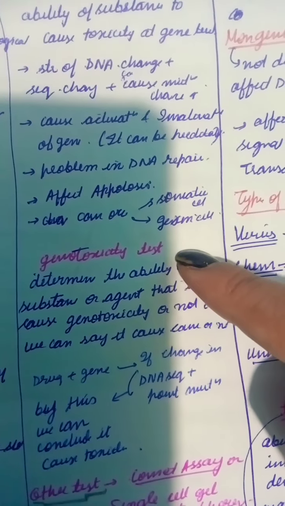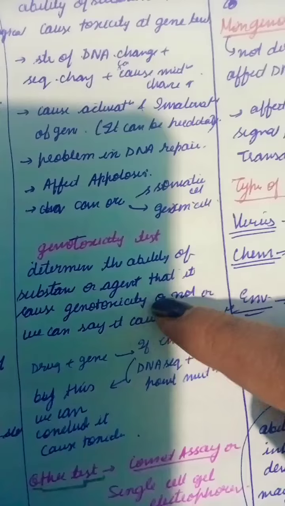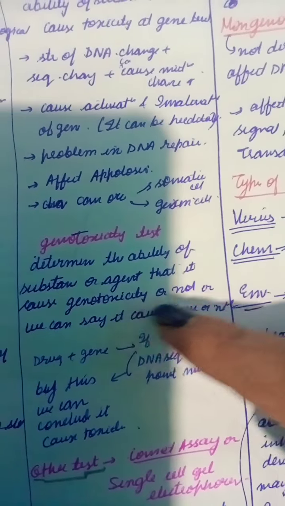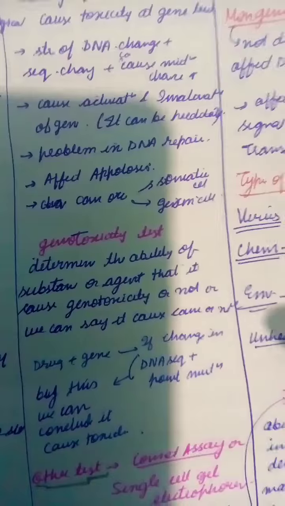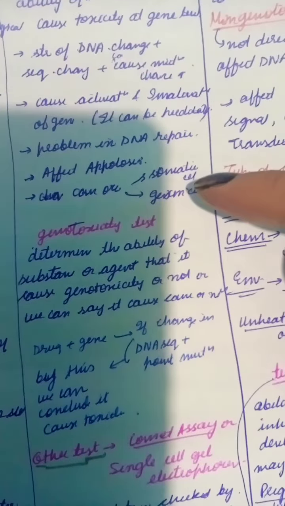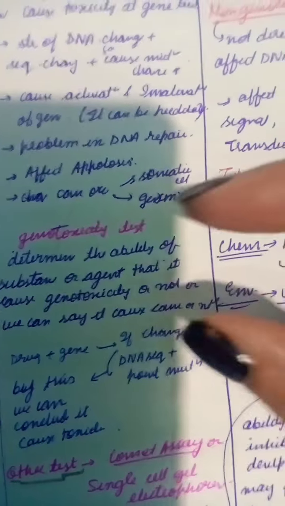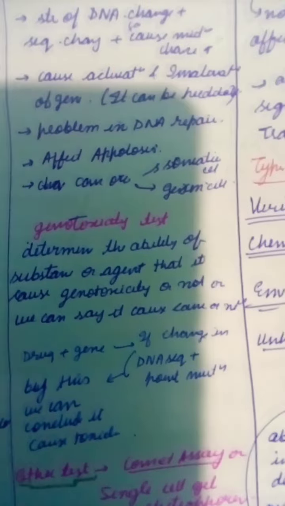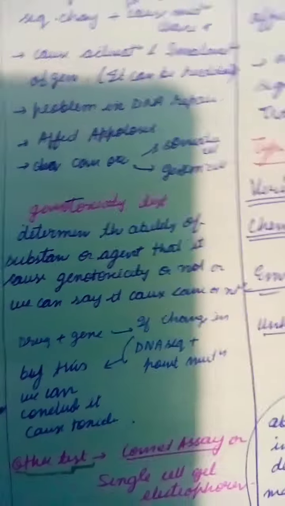Genotoxic tests can be performed in order to determine whether a substance or agent causes genotoxicity or not. Basically, genotoxicity tests are performed to check whether a substance has the ability to cause genotoxicity or not, so that we can determine it before it happens, right?